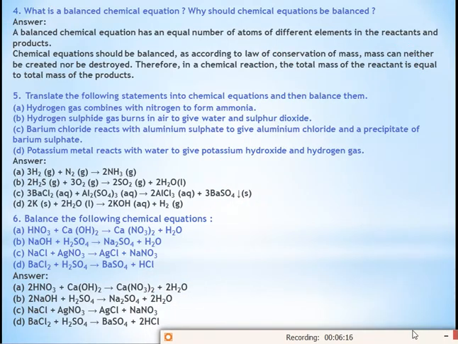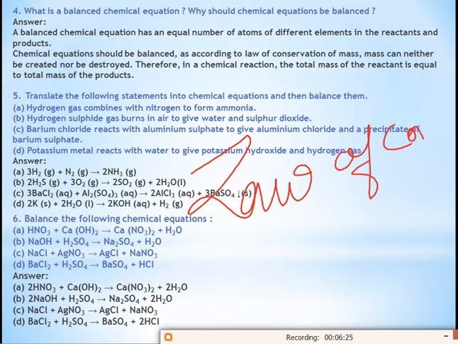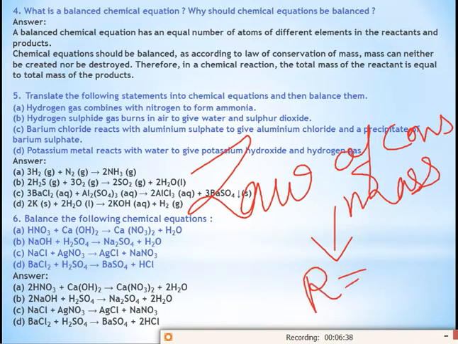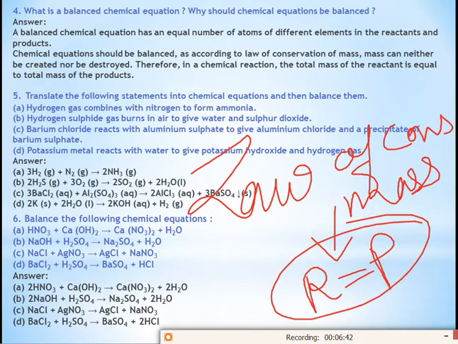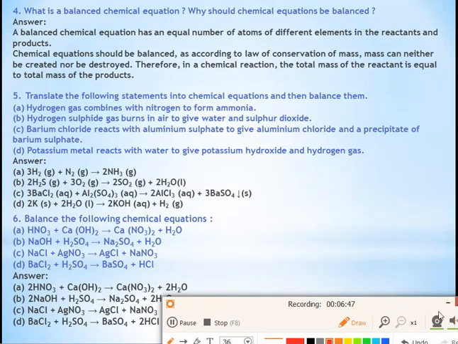Now the second part of the question, why should a chemical equation be balanced? As we know, according to the law of conservation of mass, what does this law tell us? That mass can neither be created nor be destroyed. So therefore, in a chemical reaction, the total mass of the reactants should be equal to the total mass of the products. That's why a chemical equation should always be balanced.